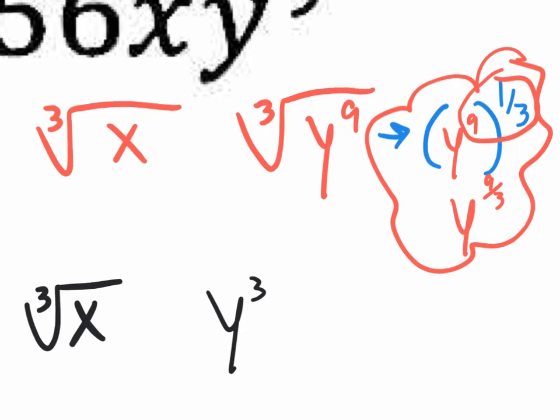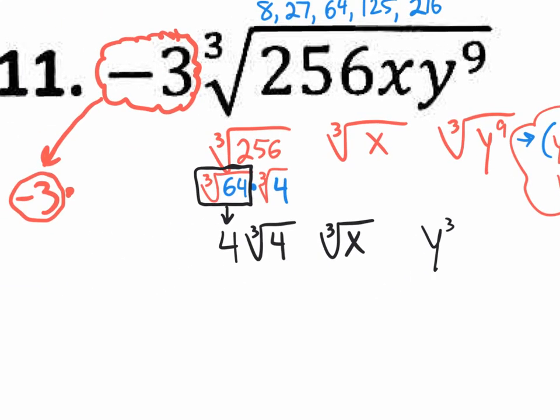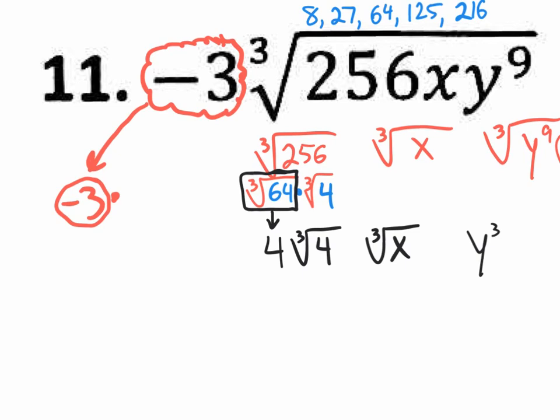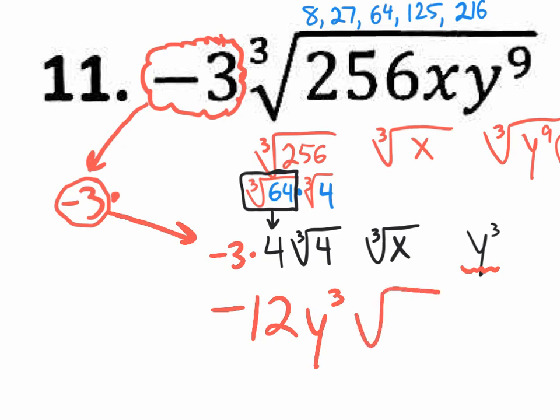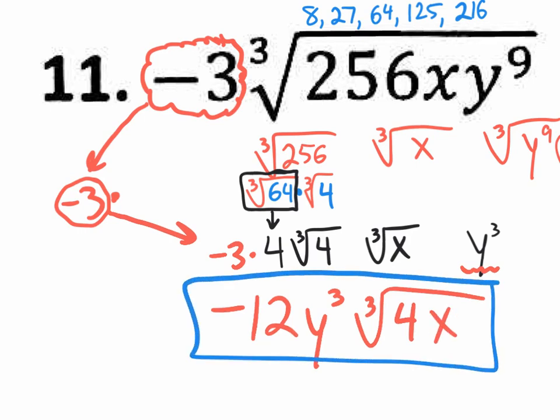So let's go back and look at our answer so far. Wow, I almost forgot about this -3. Yeah, this -3 is very important. So let's take this -3 and let's put it out here right in front of that 4. So -3 times 4, that is -12. And what other item is nice to write down? Well, we have this also, this y to the third. So -12 y to the third. And everything else is going to go inside the radical. So inside the radical, I have 4 and x. Ladies and gentlemen, that is our answer to number 11.